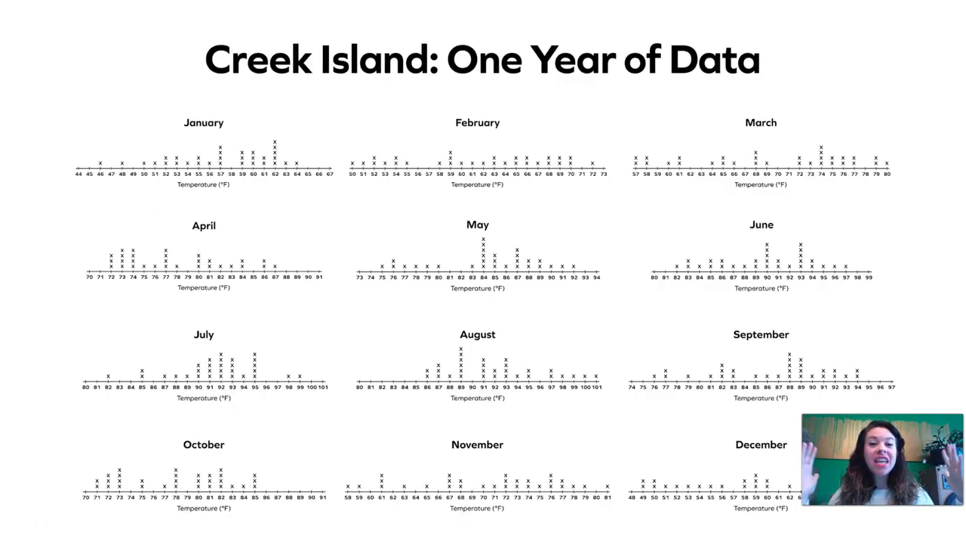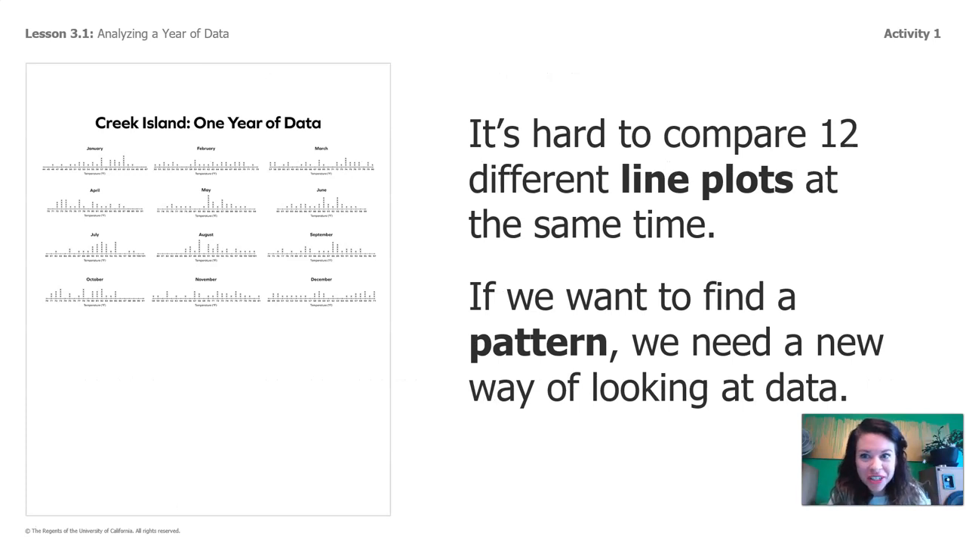This is 1 year of line plot data for Creek Island. Does it make sense to you? Oh, it doesn't? Your brain can't just take in all those numbers and make sense of them just like that? Yeah, it would be hard for anyone to do. It's hard to compare 12 different line plots at the same time.